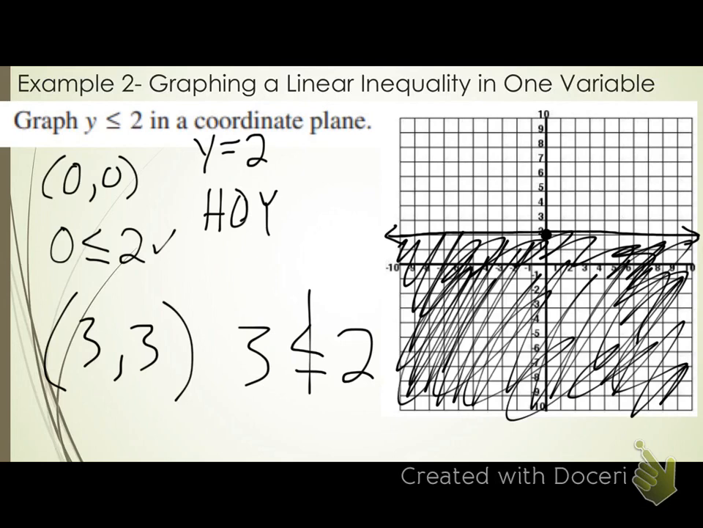So, let me tell you about the method that I like to use to shade. You can use this method if it works for you, if you're more comfortable with that. But what does my inequality say? Y is less than or equal to 2. It's less than, right? So, less than means I'm shading below the line. And that's it. Does that make sense? Okay. If it was greater than, I'd be shading above the line. Pretty easy, right?